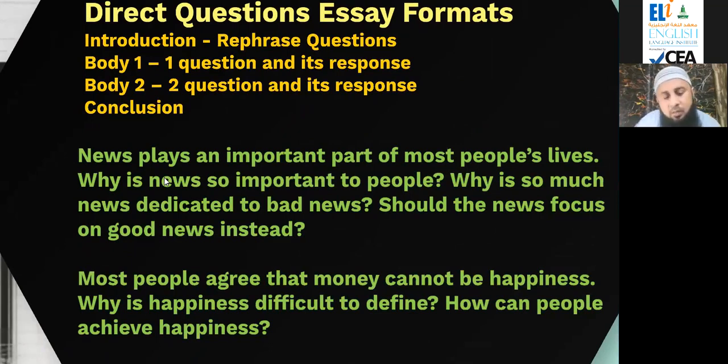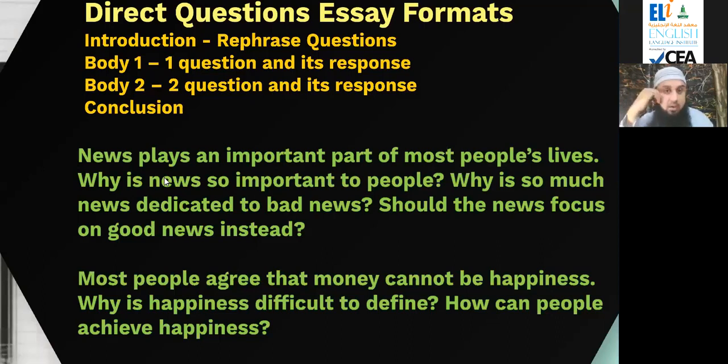Or another: most people agree that money cannot buy happiness. Why is happiness difficult to define? How can people achieve happiness? Direct questions. After a statement, direct questions. What you do, such type of questions.